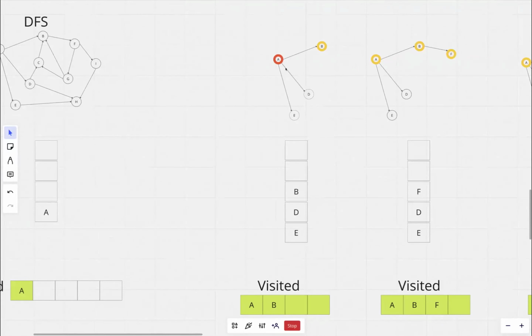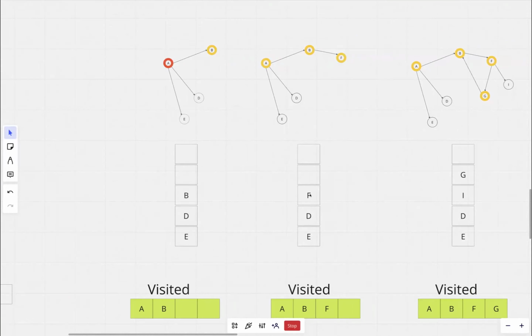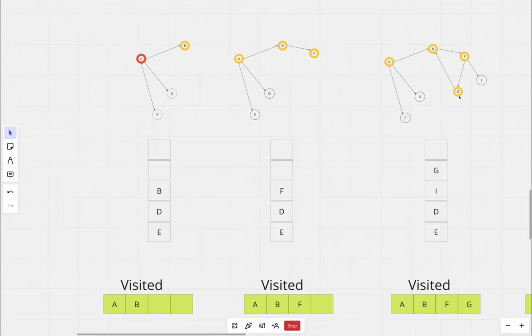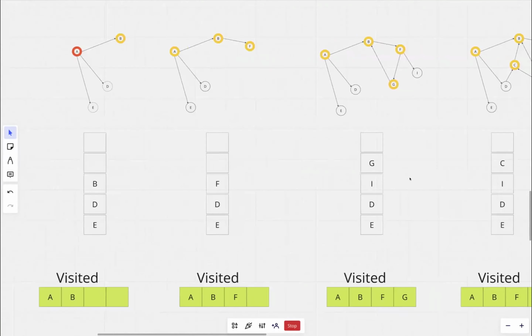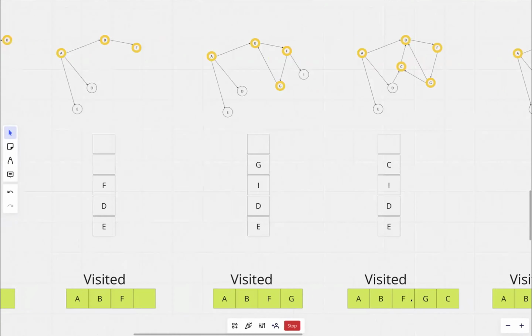So we add E, D, B. We can add that in any order. Let's say I decided to add that in E, D, and B. So B is at the top of the stack, so we're going to pop off B first. We add that to our visited list. Now from B, we can go to F, so we add F to the top of the stack. And now from F, we have the possibilities of going to G and I. So we pop off F from the stack as well and add in G and I. So our visited list has become A, B, F, and G.